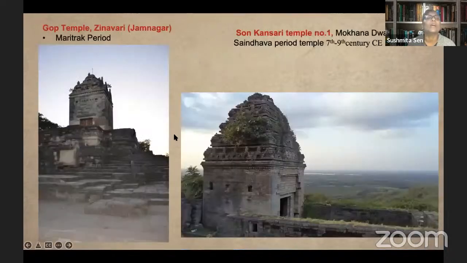appearance. Here we can see the Maitrak temple, the Gop temple, one of the earliest surviving temples of Gujarat, situated on a very high plinth, and it has a Phamsnakar Shikhar. This also has a Phamsnakar Shikhar. This is Son Kansari of the Sandhav period, also in the Saurashtra region, and there is only one Garbhagriha, situated on a high plinth.